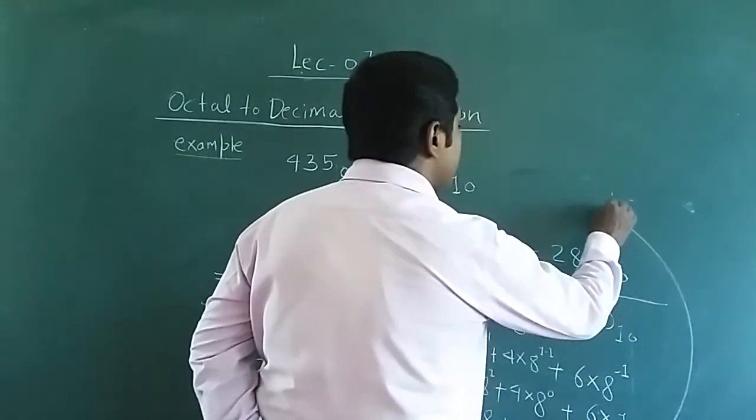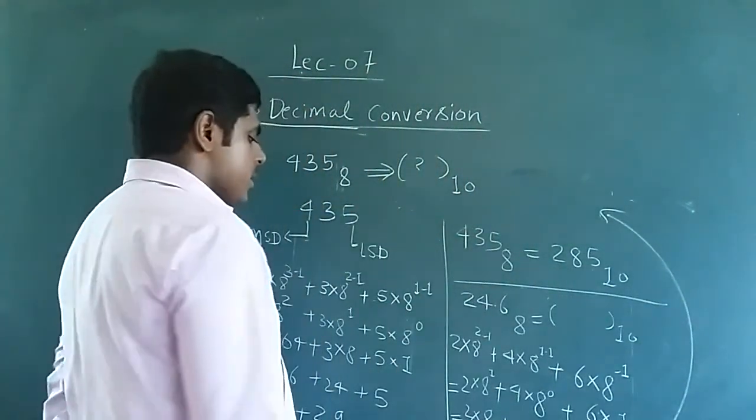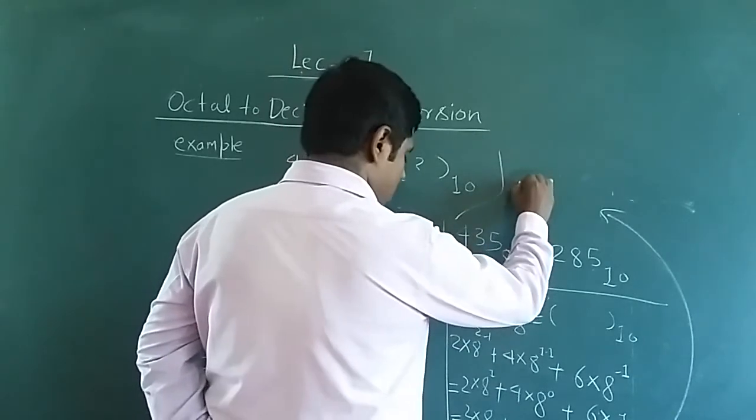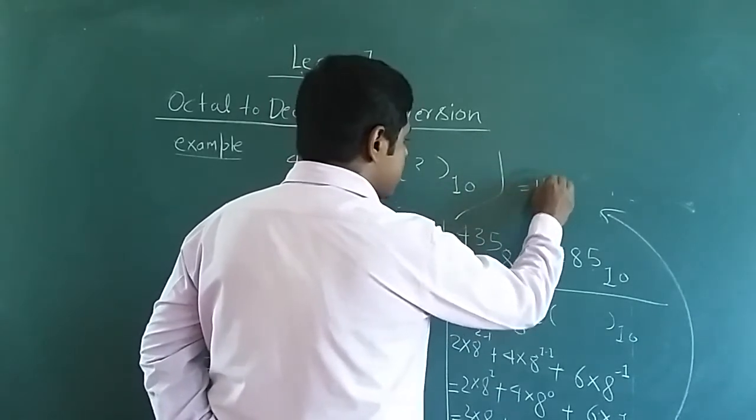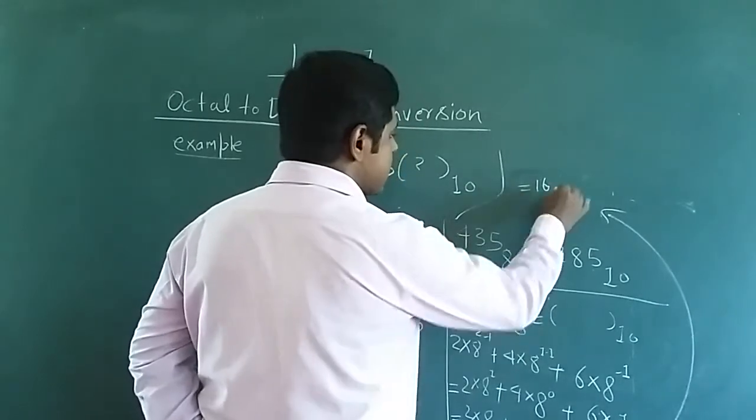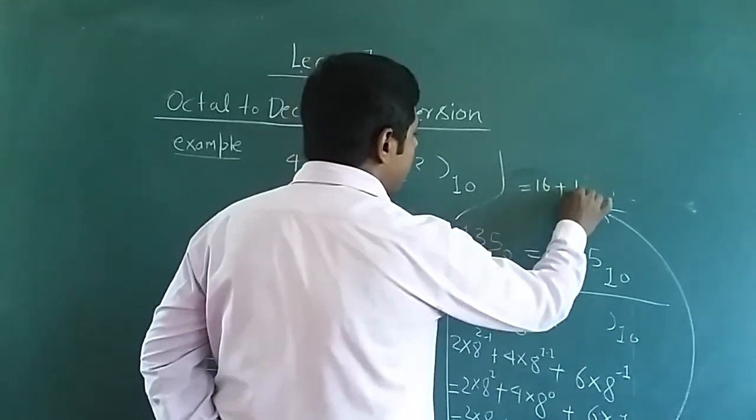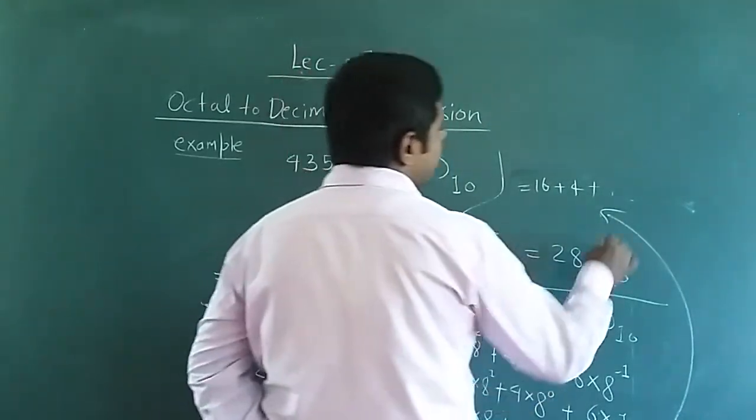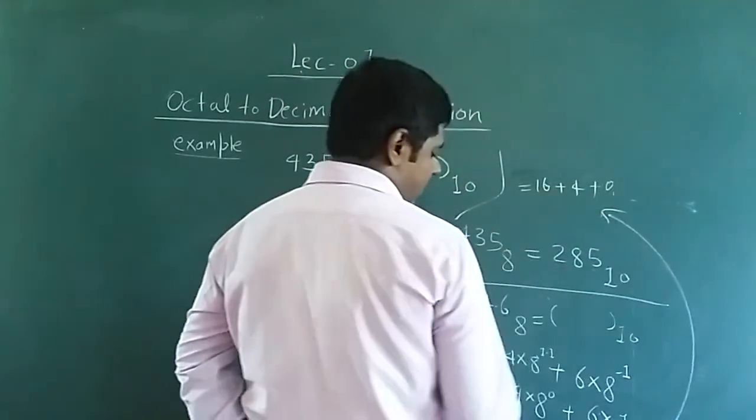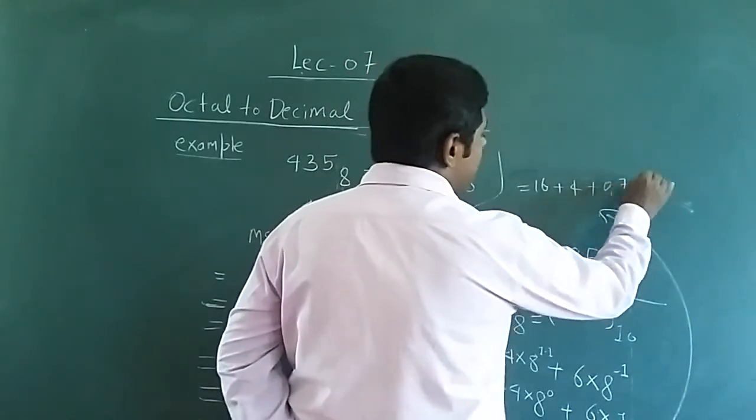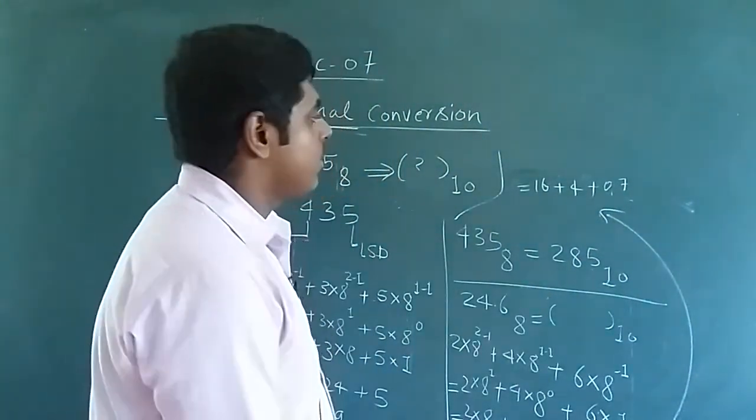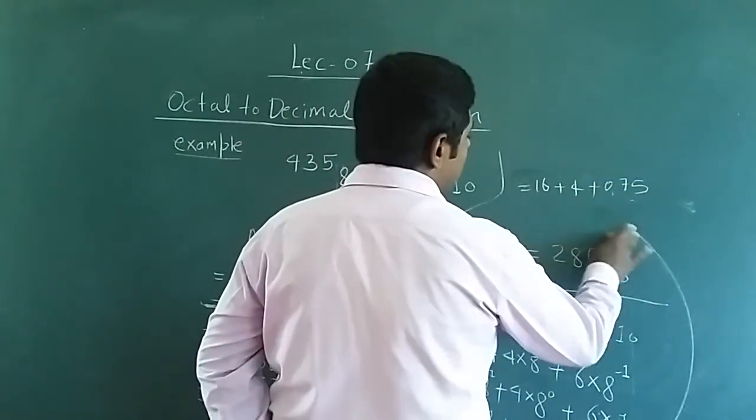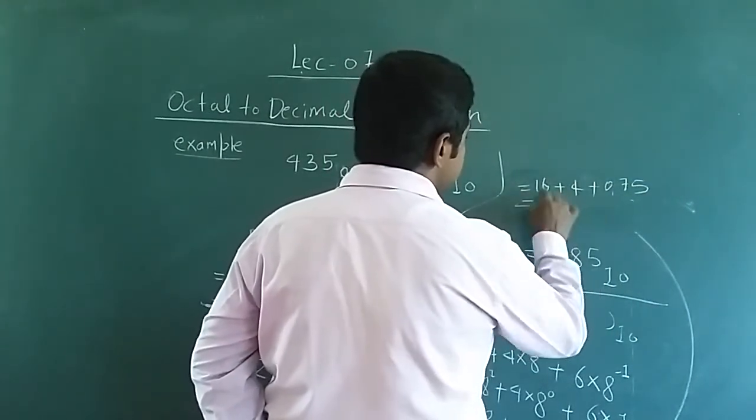Now come here. 2 into 8 is 16 plus 4 into 1, 4, plus. Now divide 6 by 8. We will get 8 sevens are 56 and 8 fives are 40. Now add these numbers here.